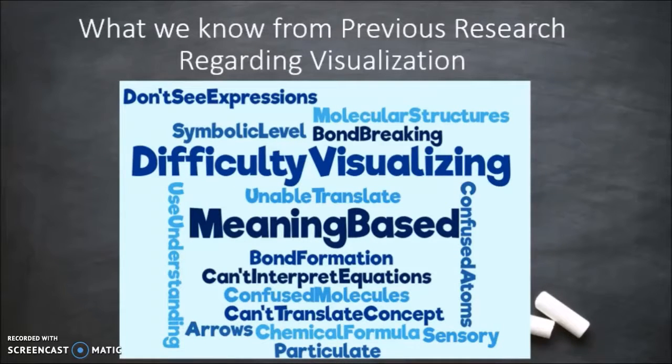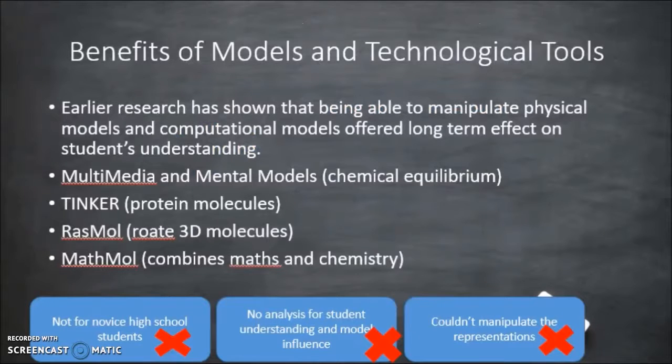Earlier researchers had explored these concepts and found that students have trouble visualizing and following chemical concepts and relating to chemical processes at the particulate level and symbolic level. Students had trouble translating chemical concepts. For example, when they see a chemical equation, they do not see bond formation and bond breaking. All they see is letters, symbols, and arrows. Earlier research has shown that being able to manipulate physical models and computational models offered a long-term effect on students' understanding.